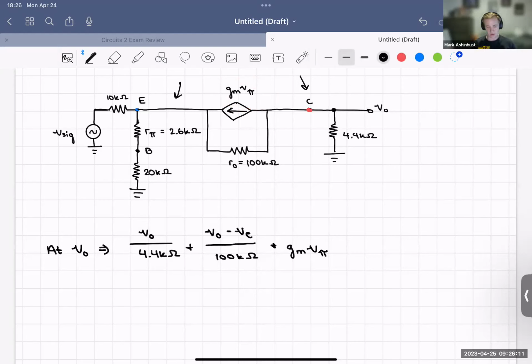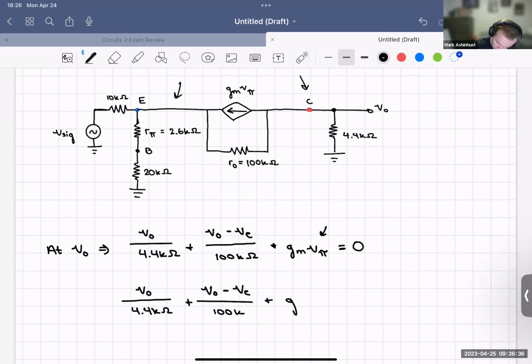And one thing we already, and this equals 0. We already solved for what V pi is. We know what V pi is, so we can plug that into this equation, and that'll help us move along. So we have V out over 4.4K plus V out minus V emitter over 100K plus GM times negative 0.11 voltage at the emitter. And that removes V pi. So now we only have V out and VE in the equation, which is helpful.